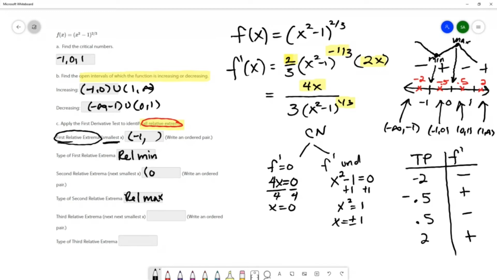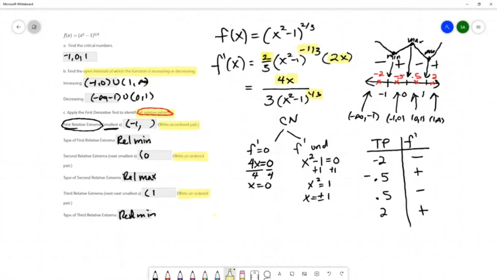And then finally, over our last critical number, to the left is decreasing and to the right is increasing, which creates a minimum. So at that critical number of 1, we have a relative min. Now this is stating to write the relative extrema as an ordered pair, so I need to find the y coordinate. Now these extrema that we're finding are extrema of the original function, so the y coordinate of the ordered pair will come from the original function.